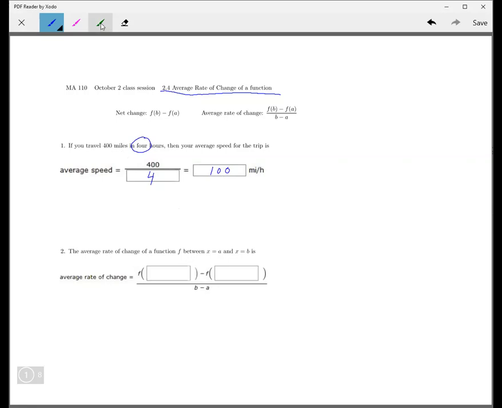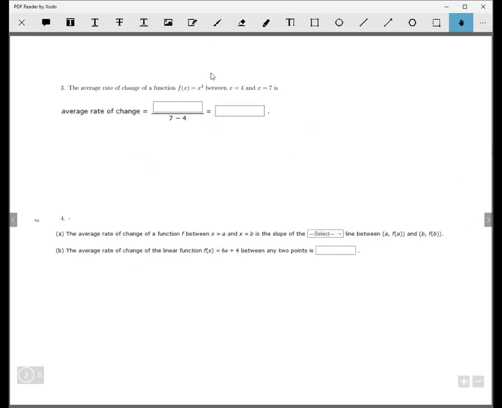Number 2, the average rate of change of a function f between x equals a and x equals b is given by this formula here, f of b minus f of a over b minus a. So that's basically what we're trying to say today. Let's go on to the next exercise, number 3.